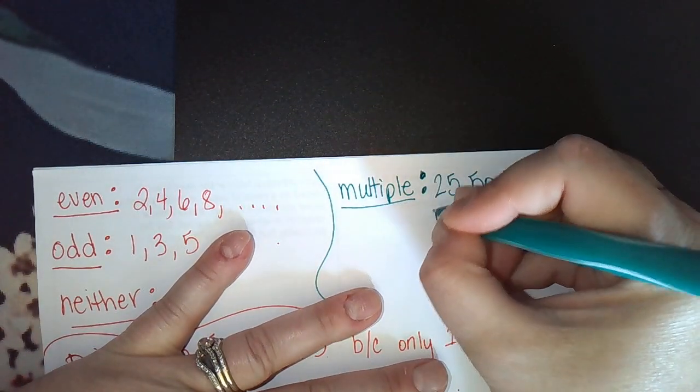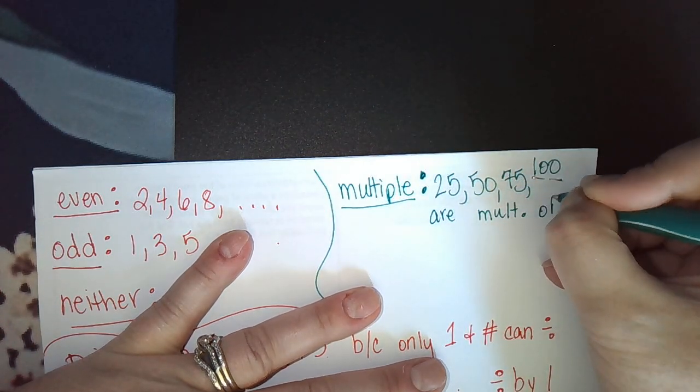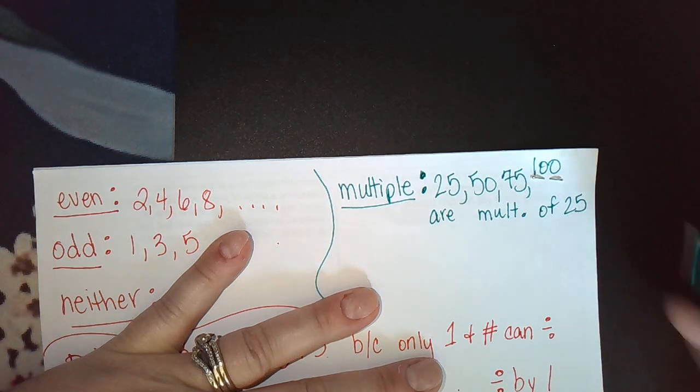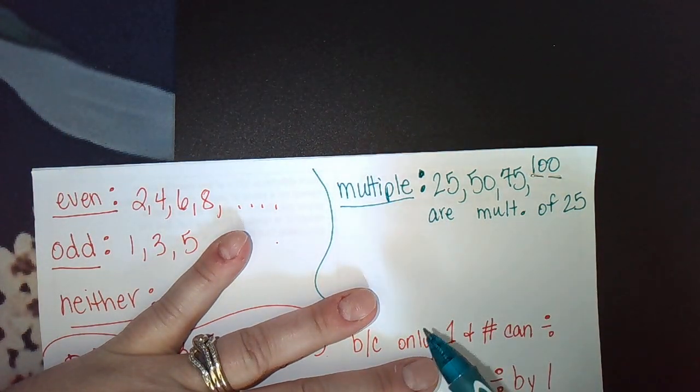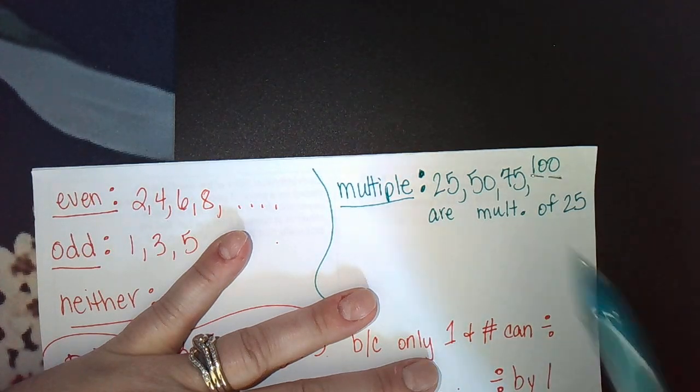These are all multiples of 25. It's kind of like the multiplication facts. 25 times 1 is 25. 25 times 2 is 50. 25 times 3 is 75.